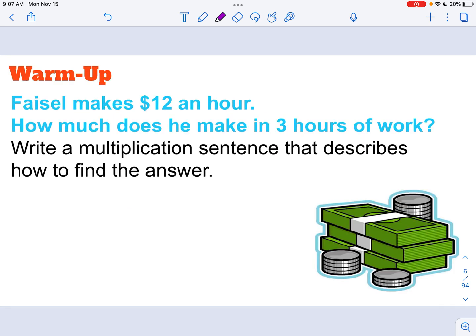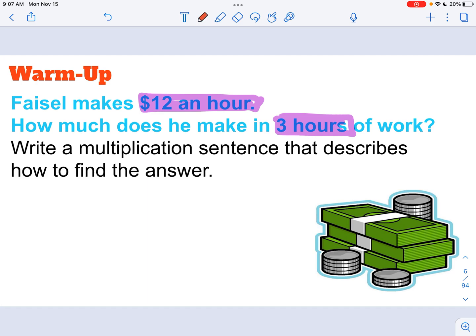So here's our warm-up. Faisal makes $12 an hour. That's important information, how much money he makes. How much does he make in 3 hours of work? Then our directions say to write a multiplication sentence that describes how to find the answer.